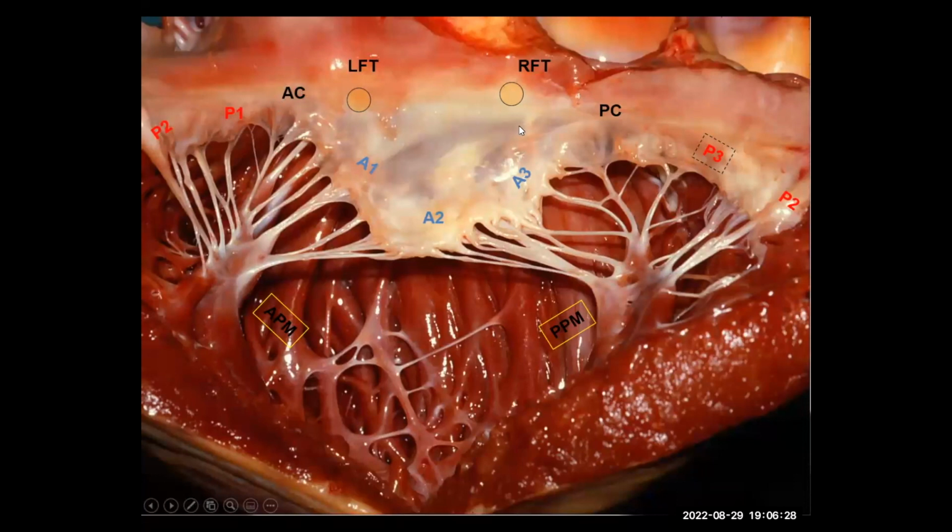Again, this is the anterior commissure, the posterior commissure, left and right fibrous trigon. This is the A1 scallop, and these are the little parts that you can put some imagination on to think of the anterior leaflet. A2 is the big main part of the anterior leaflet. A3 is the smaller posterior part of the anterior leaflet. P1 and half of P2 of the posterior leaflet is here. The other half of the P2, you can imagine it when it comes around into the back to become one, and P3 is over here with the two commissures at these points.